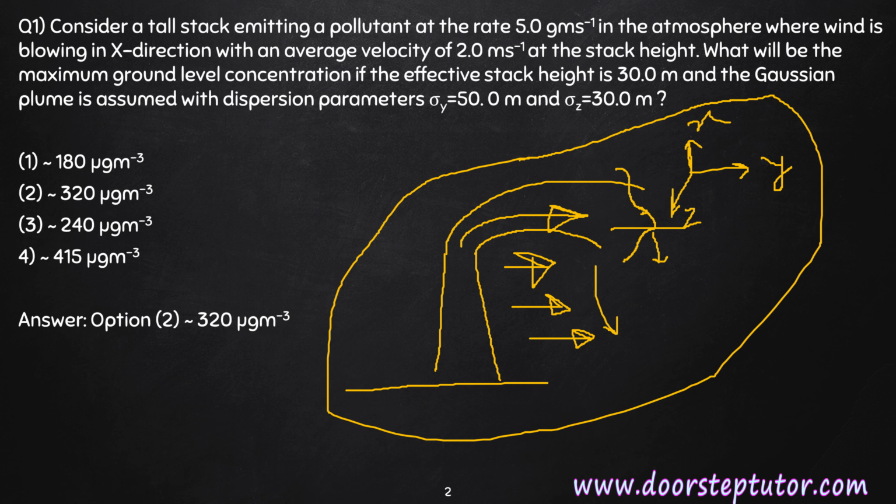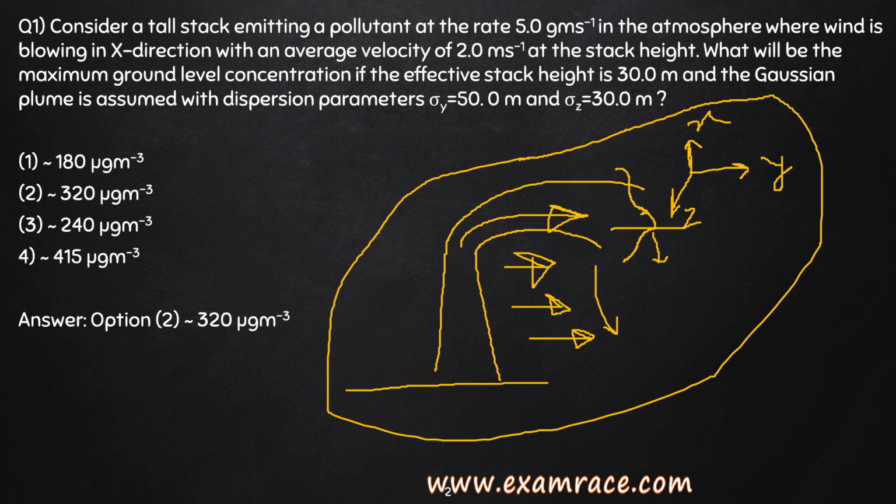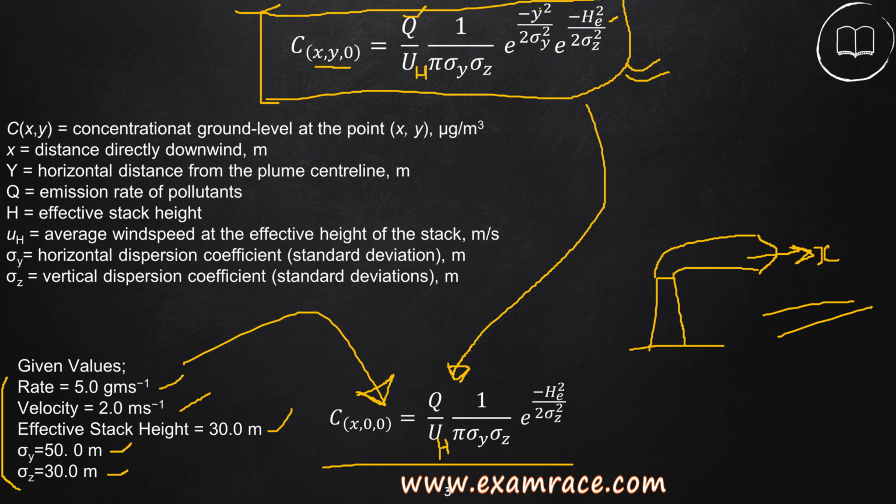It has been used to study air quality from a definite source, and to study this there are several assumptions that have been made, such as that the rate of the flow is steady state, there is no reaction, that is they are conservative, the wind speed is constant, the terrain is flat, and there are several other assumptions along with this. So let's see how we'll solve this question. So the formula for solving the question is this.